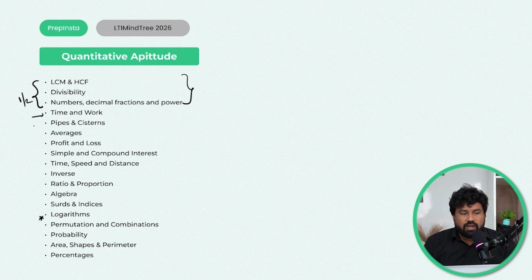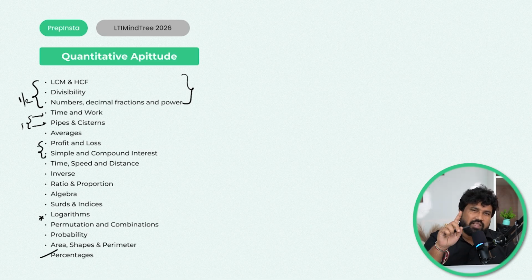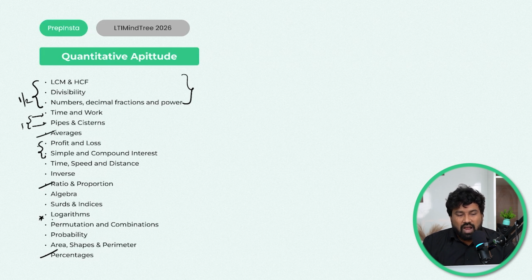And time and work and pipes and systems together, 1 question. Either they will ask you on the person-based or pipes and systems-based. And profit and loss, simple interest, compound interest, and percentages, these 3 topics together they are asking 1 or 2 questions. And averages 1 question, ratio proportion 1 question, and they are asking about algebra or surds and indices together 1 question only, and permutation combination probability 1 question.